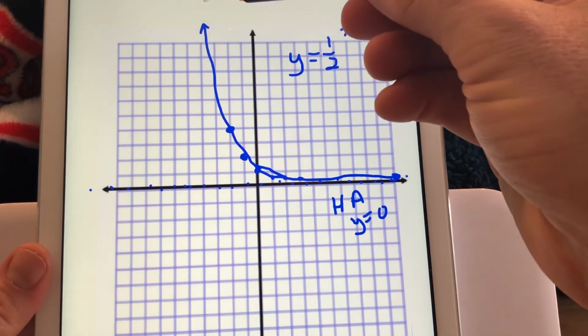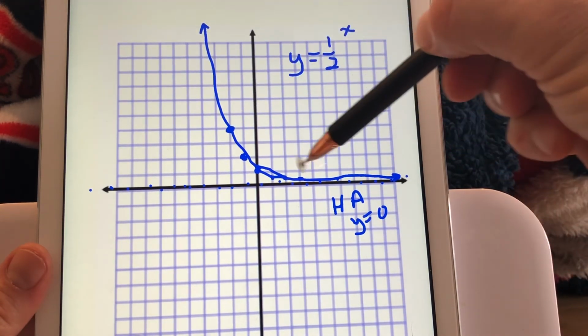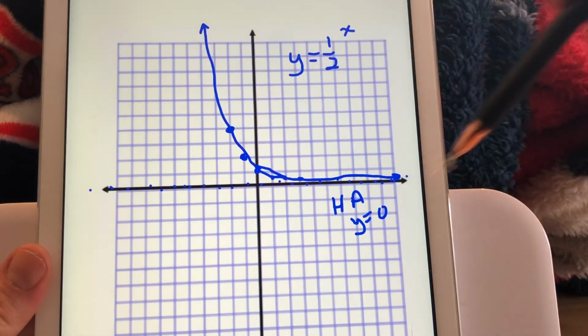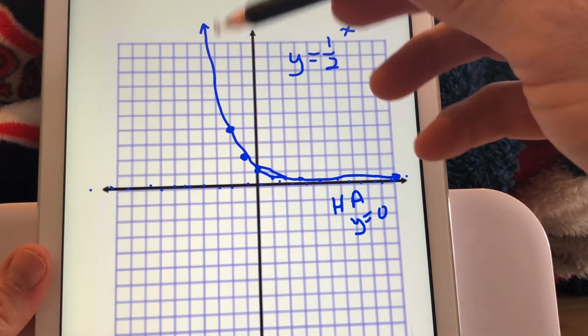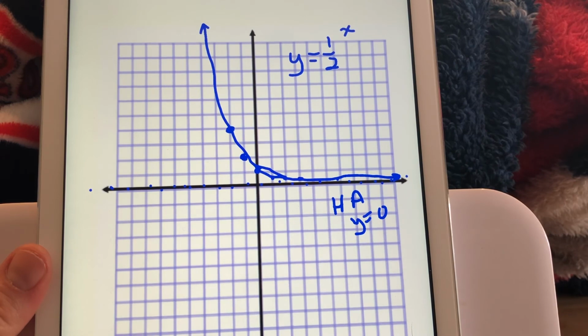Now, as we move from left to right, this is getting smaller and smaller and smaller. This is called exponential decay, and that's going to be a huge part of what we do in the future. So that's how you graph the function y equals 1/2 to the x.